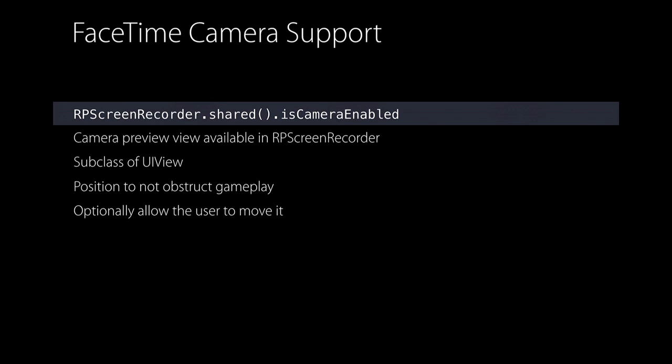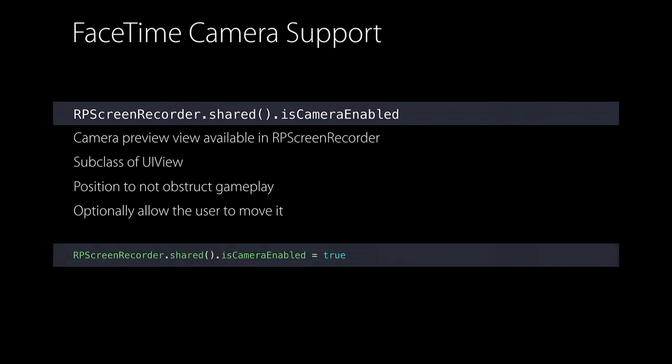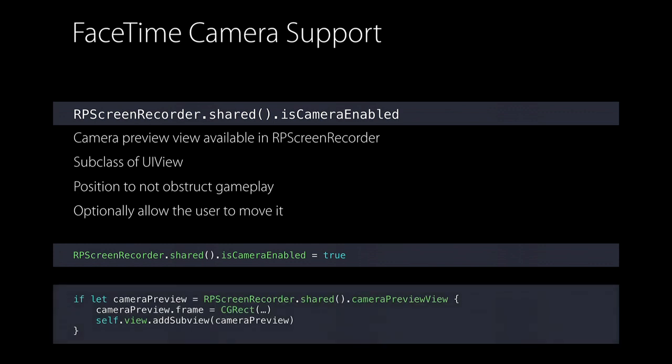So looking at the code here, we're simply setting the isCameraEnabled property to true during recording or broadcast. Then we get a cameraPreviewView instance, then set its geometry to position it, and then simply add it as a subview to your game view.